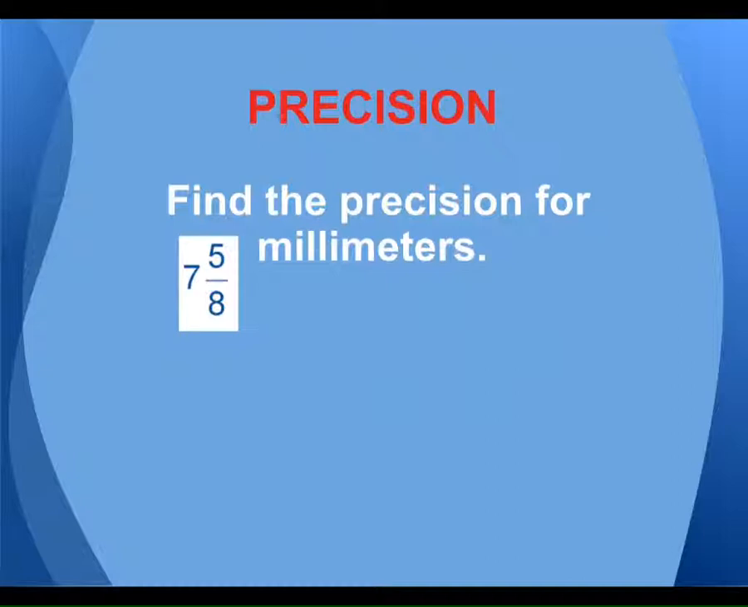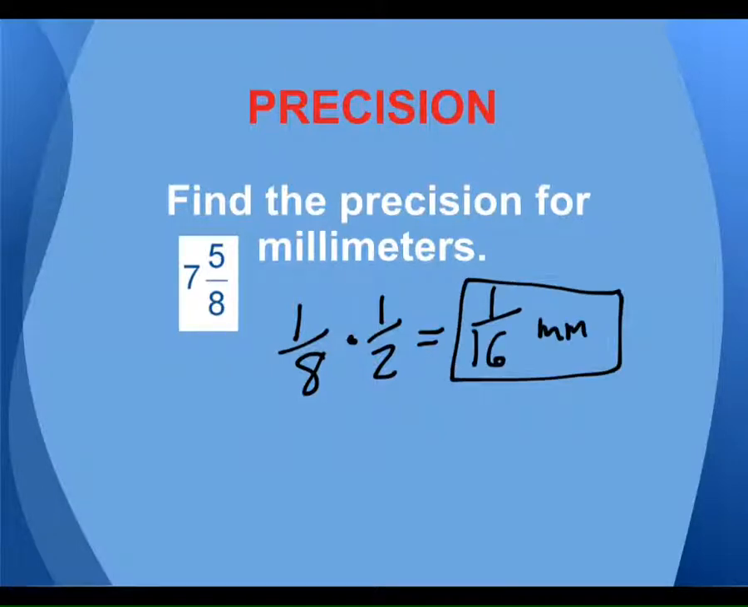Find the precision for this one. This will be the last one we talk about today. So, what's the smallest unit that this measuring tool is divided into? Eighths, right? It's divided into eighths. 1/8. And to find the precision, you always take the smallest unit and you always multiply by 1/2. Remember multiplying fractions, you just multiply straight across, numerator and denominator. That's 1/16. So the precision for this measurement is 1/16 of a millimeter.